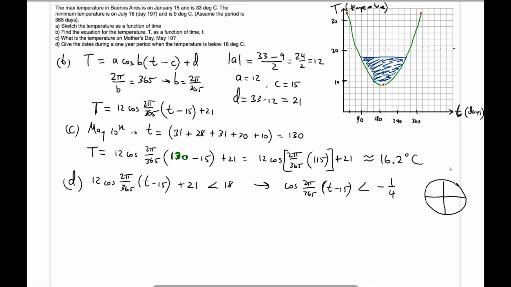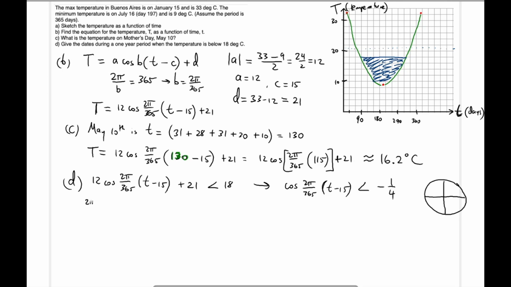So notice your t values. Basically, you're going to have to get rid of this cosine. How to get rid of this cosine is not by dividing by that, of course, but you're going to have to take the arc cosine, the inverse cosine function, of both sides of the inequality.